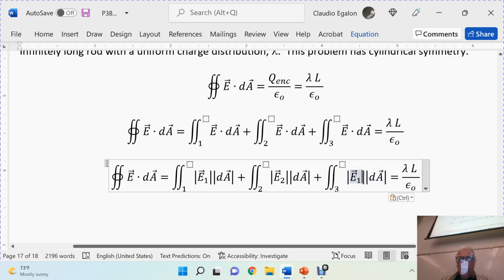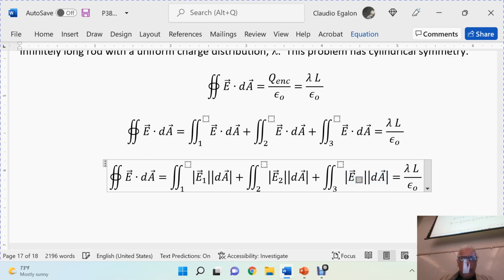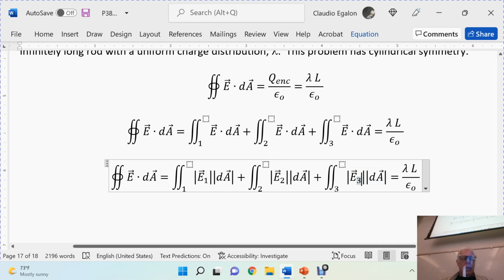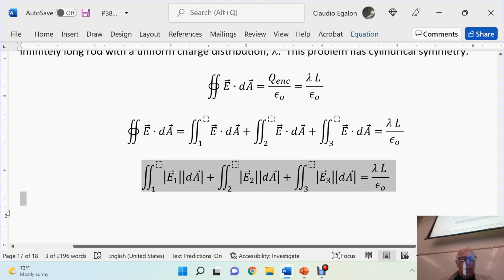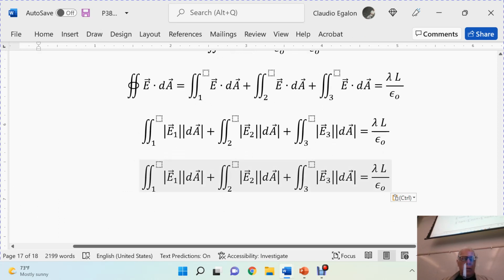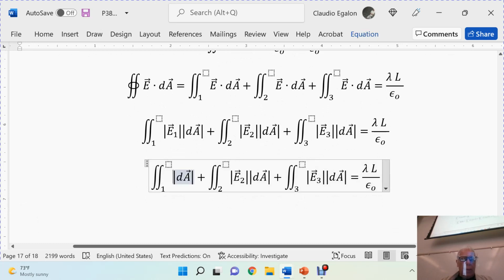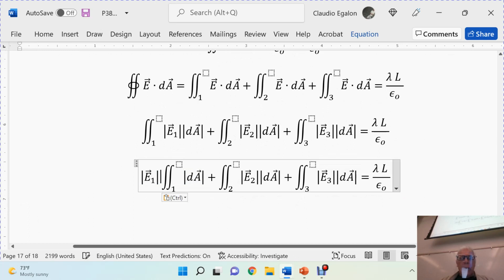Actually, the integral already states that, so in a way it's kind of redundant to write that. I don't need this anymore. The magnitude of the electric field at surface number 1 has the same value, so it can be taken out of the integral. By the way, I made a mistake here. Let me correct myself. Okay.